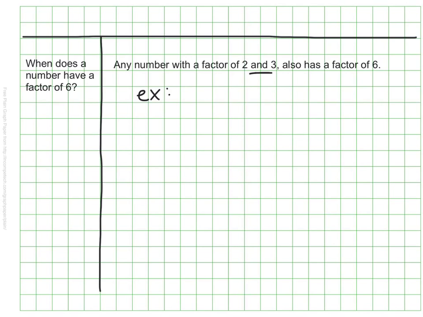Let's take our example of 126. 126, first of all, is even, right? Which means it's divisible by 2. And then if we also add the sum of the digits here, we get 9, which is divisible by 3, right? So we know that 126 has a factor of 2 and 3. Therefore, it also has a factor of 6.